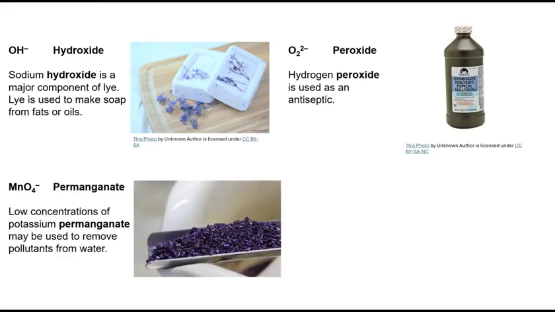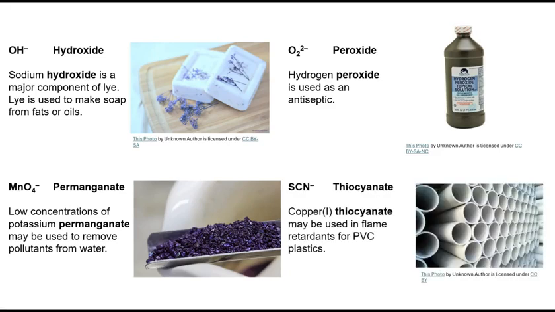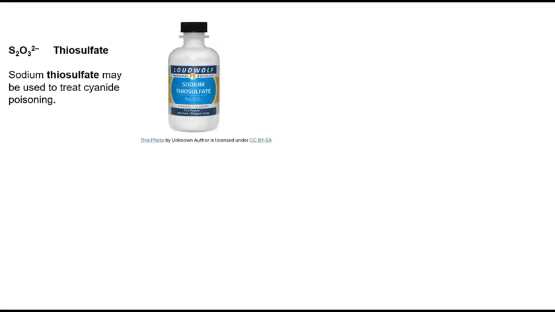MnO4- permanganate. Low concentrations of potassium permanganate may be used to remove pollutants from water. SCN-, thiocyanate. Copper 1 thiocyanate may be used in flame retardants for PVC plastics. S2O3 with a 2- charge is thiosulfate. Sodium thiosulfate may be used to treat cyanide poisoning.